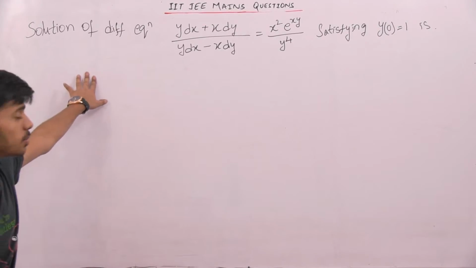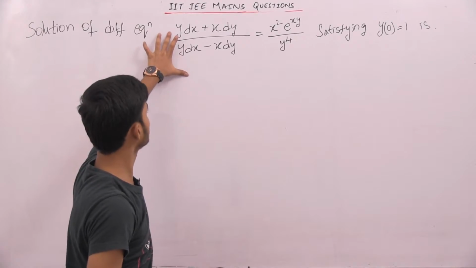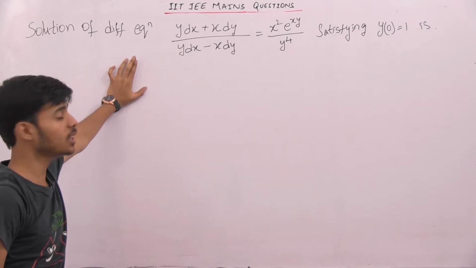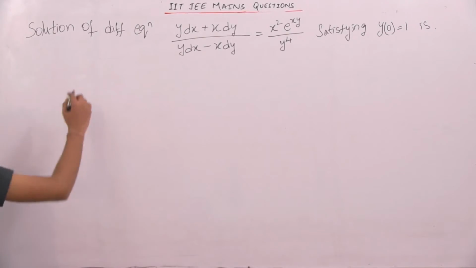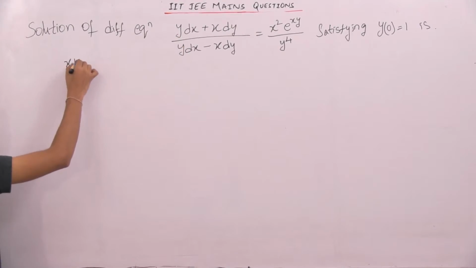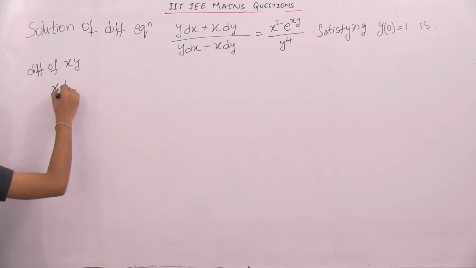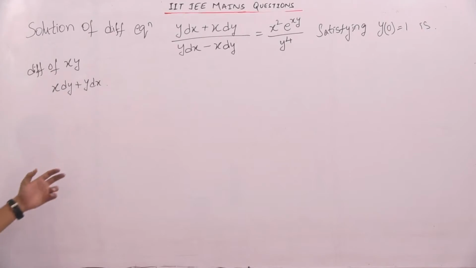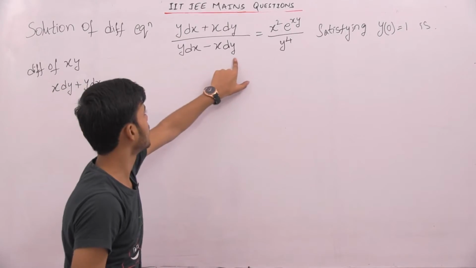Now we have another question from the same topic, differential equations. So first, let's observe the question. Numerator has y dx plus x dy, and denominator y dx minus x dy. Observing the numerator, we can clearly see that it's the differentiation of xy, which is x dy plus y dx, which we get by integration by parts, and next y dx minus x dy.